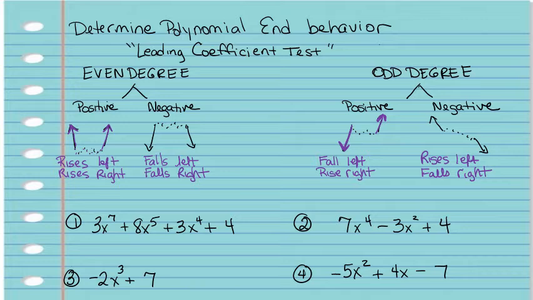Okay, so now let's look at these four examples to see if we can determine what the end behavior is of these four examples. We're going to look at the leading coefficient, and we determined that it is an odd degree and it's positive. So it's odd degree positive, therefore we're going to fall left and rise right.